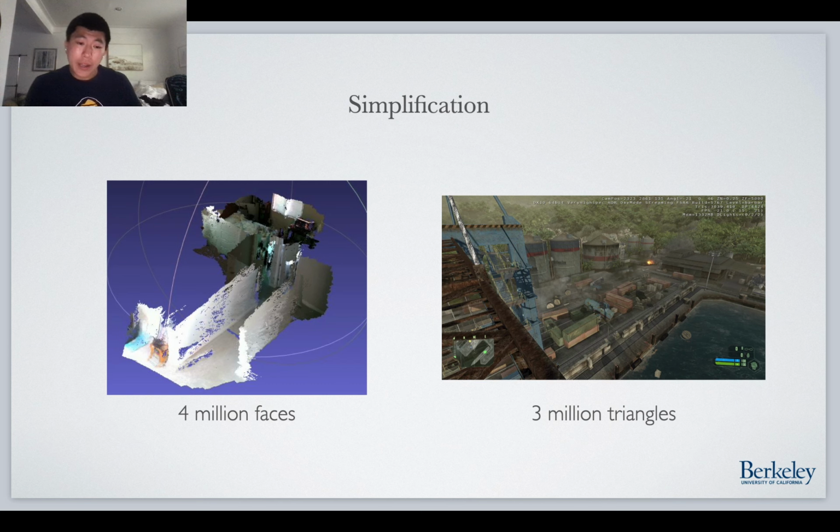When simply generating a 3D reconstructed mesh, the complexity of the mesh becomes very large very quickly. For reference, this small section of my house, recreated on the left, has over 4 million faces. For comparison, this scene from Crysis 3, a AAA game title, has only 3 million triangles.